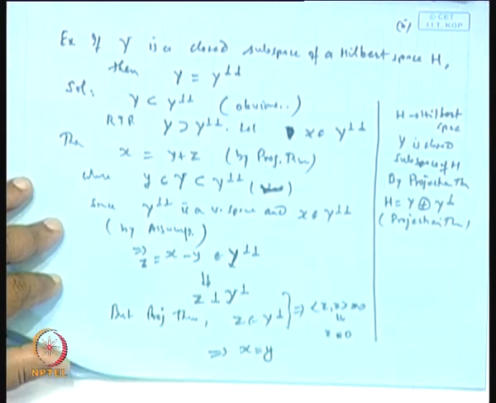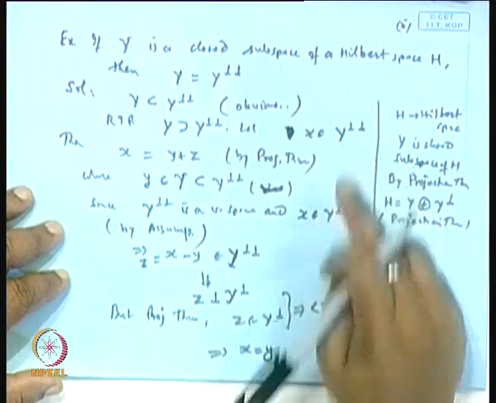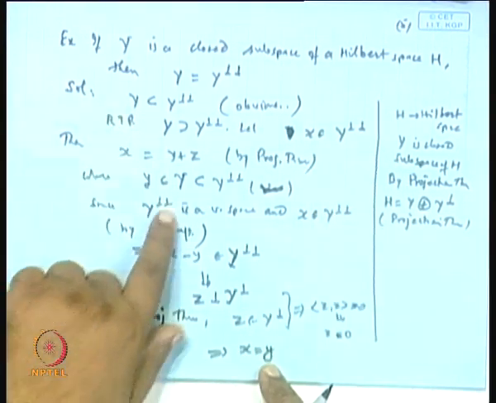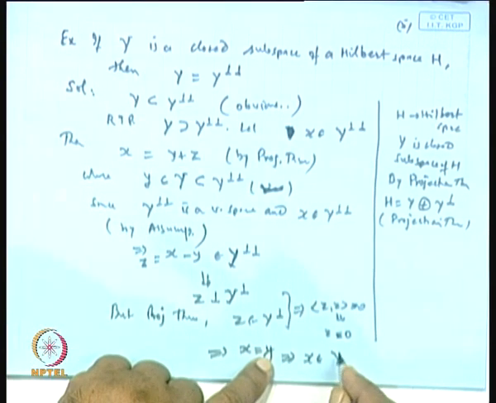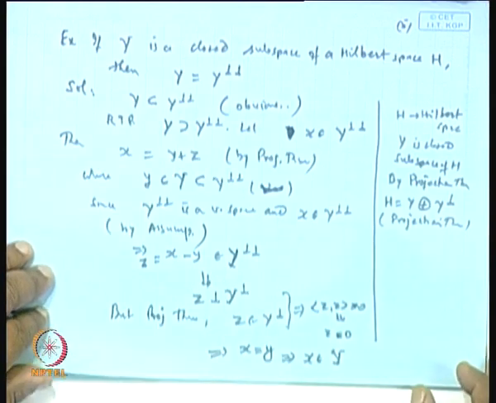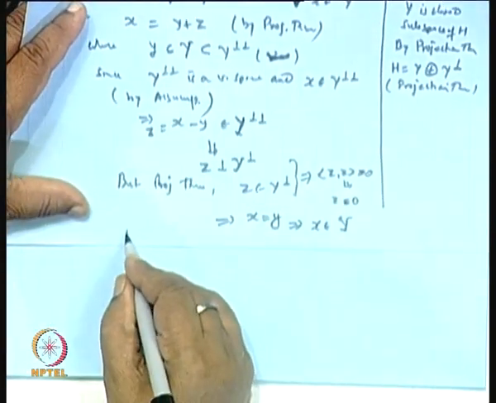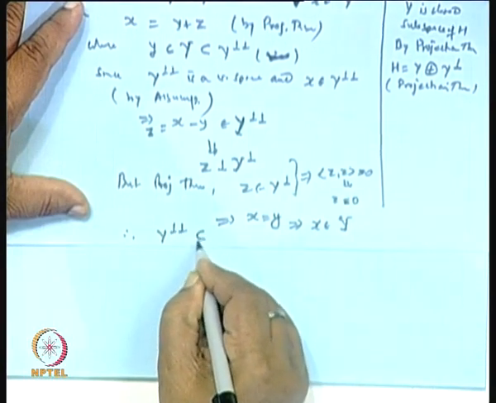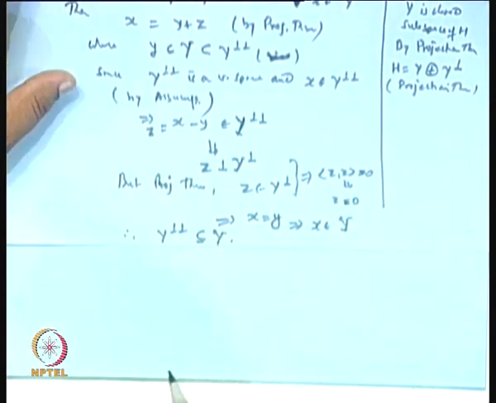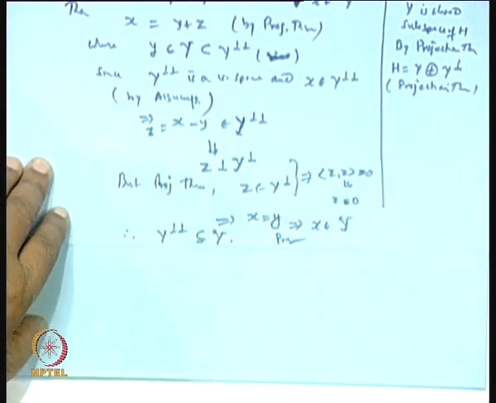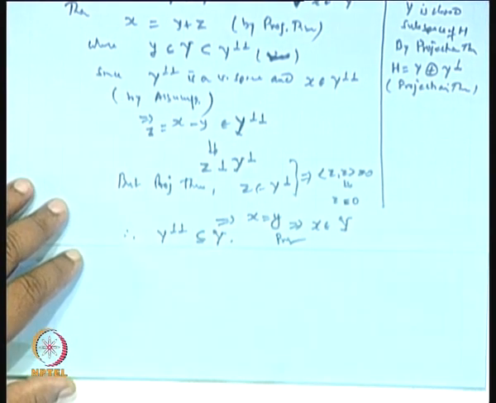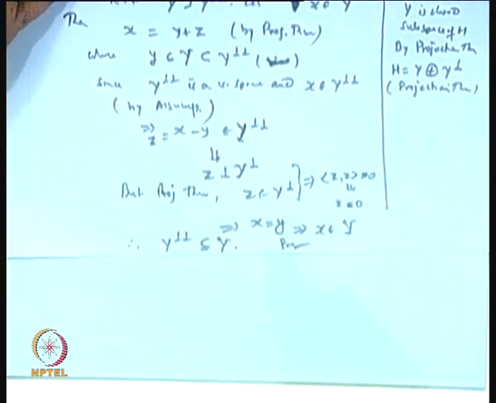But what is our x? x is a point in Y perpendicular perpendicular. What is y? y is a point in Y. So, this shows that x is a point in Y. Therefore, Y perpendicular perpendicular is a subset of Y. So, this proves the result. Is this clear or not? And x is arbitrary, so we can say Y is equal to Y perpendicular perpendicular. This is an interesting result.